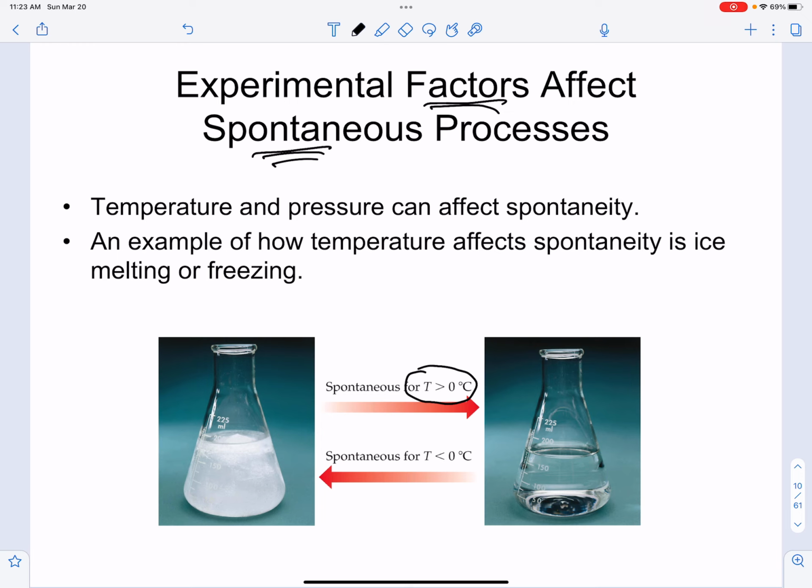Once you are at a given temperature, you know what's going to happen because you've seen it before. It's a spontaneous process. Freezing or melting, those spontaneous processes are affected by temperature, obviously. They only happen above or below 0 degrees. So spontaneity can be affected by different factors. One of them is temperature. So it could be spontaneous at some condition, but non-spontaneous at other conditions.